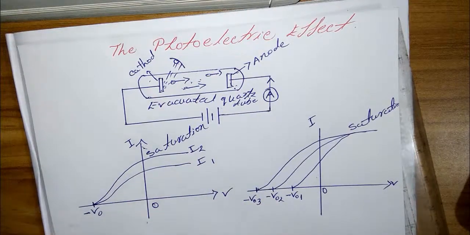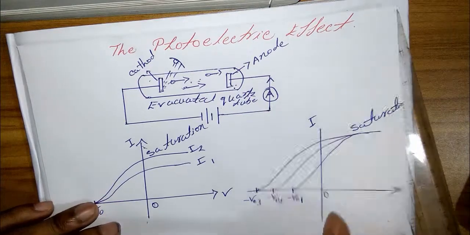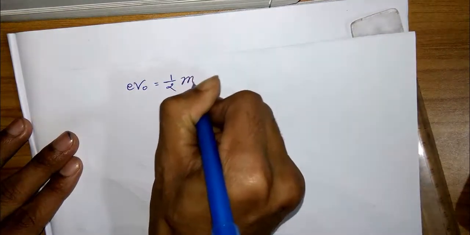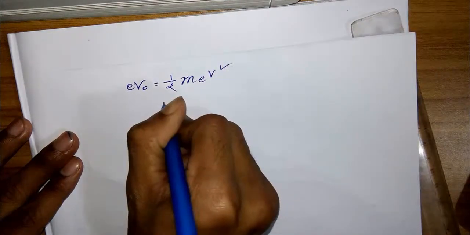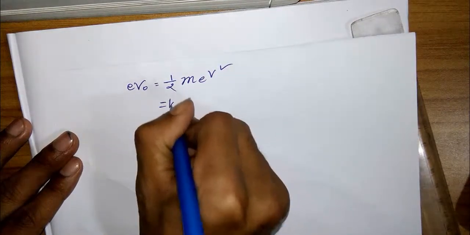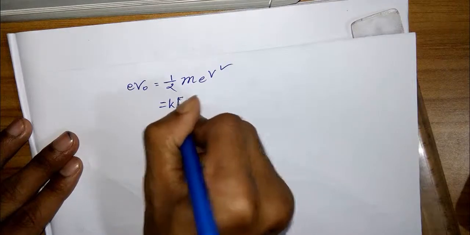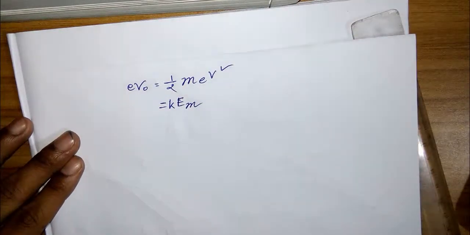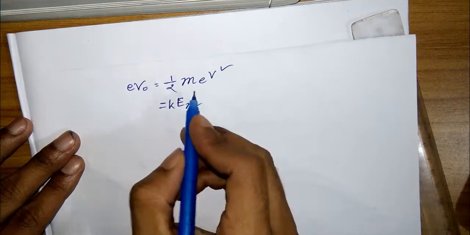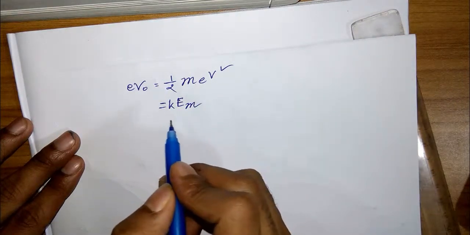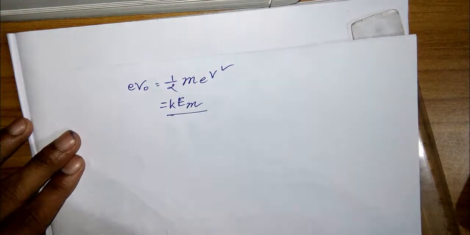But we know that the potential energy gained by the electron is just the kinetic energy lost. So the equation is: the kinetic energy loss means eV0 equals half m v squared. That's the kinetic energy, where v is the velocity and KE max is the kinetic energy.